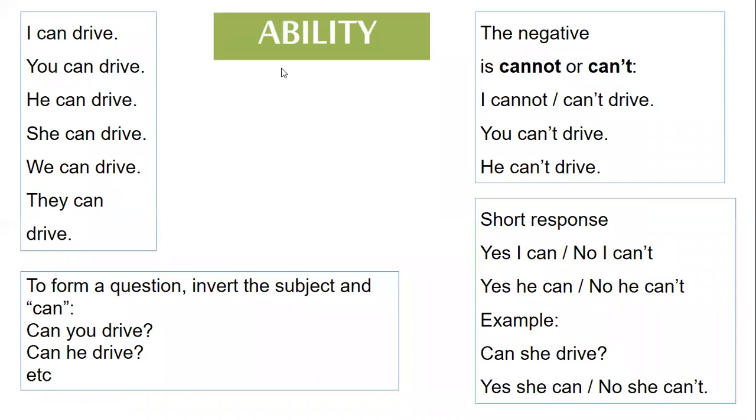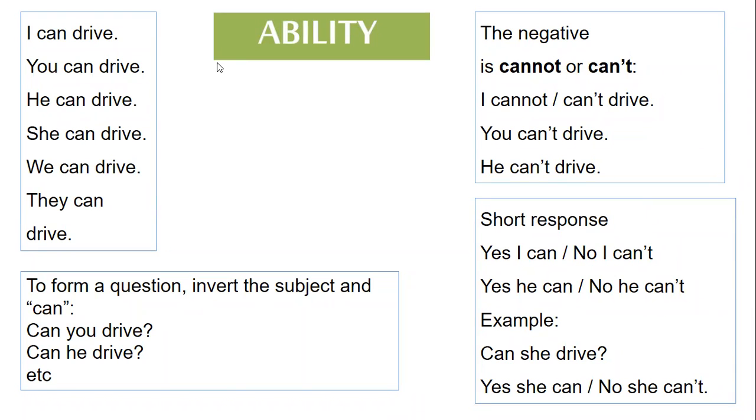Okay. Cuando nosotros ocupamos el can, en este caso lo utilizamos como para decir habilidades. Por ejemplo, en este caso, Fátima, ¿me ayudas a leer desde donde dice I can drive hasta donde dice they can drive? Thank you, Fátima. Are you ready? Okay, don't worry. Maybe you are drinking a cup of coffee, so it is okay.